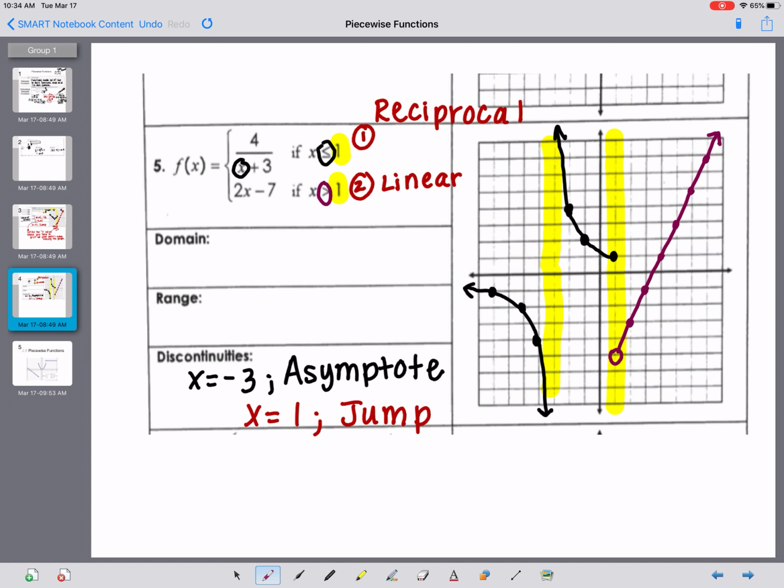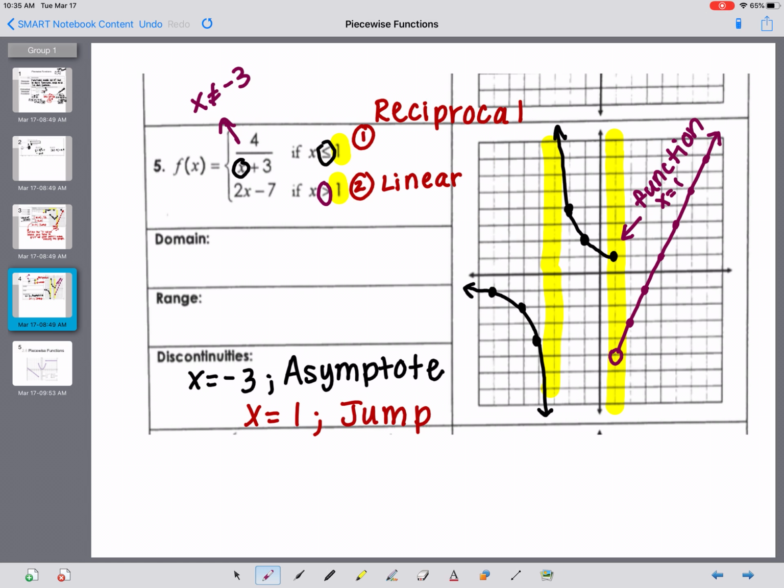Now, my domain. I have to ask myself, is there any values x cannot be? We said in the first function that x cannot be negative 3. So I cannot include negative 3 on my graph. If I look at 1, there is still a y value for when x is 1. So the function is defined when x is 1. Okay, you can see that's a closed point. So my only value I cannot have for my domain is x equals negative 3.